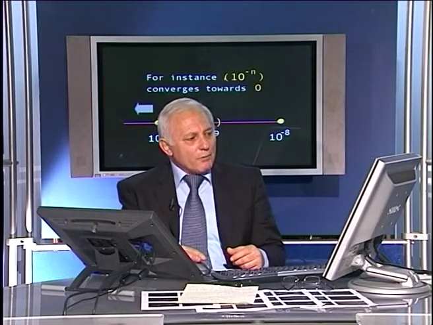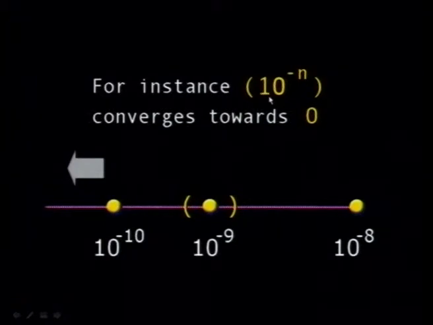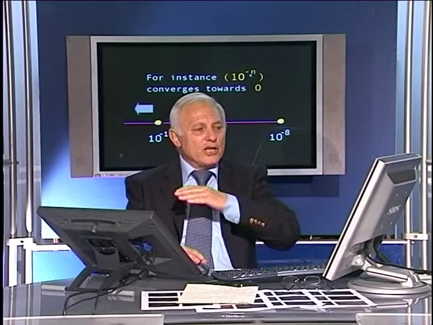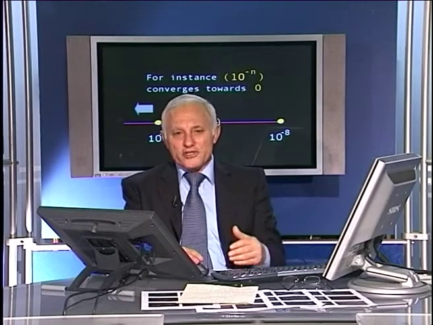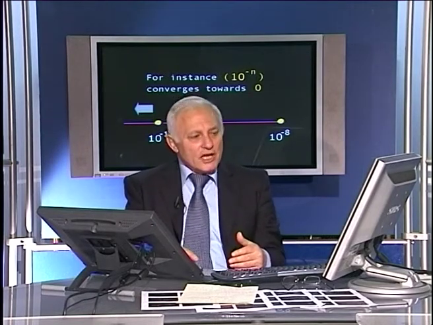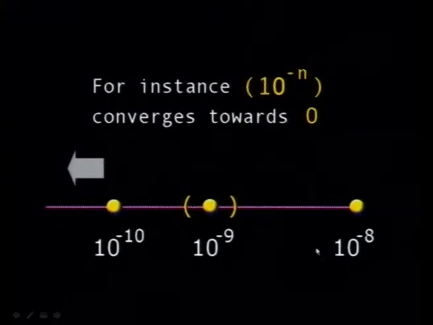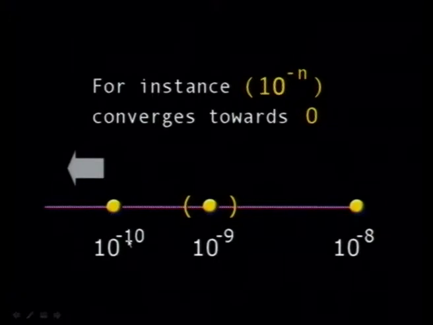Now, to give you more examples, suppose you have the sequence 10 to the minus n. In other words, you have 10 to the minus 1, minus 2, minus 3, and we say that it converges towards 0. How did you know that it converges towards 0? This is, for example, 10 to the minus 8, and still we are proceeding towards the value 0. You get here 10 to the minus 9, then 10 to the minus 10.